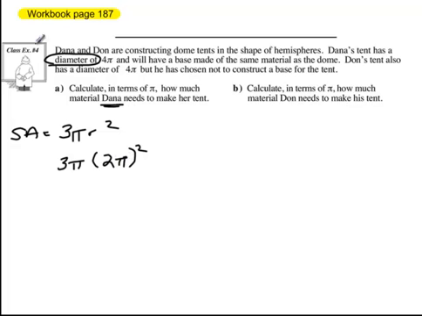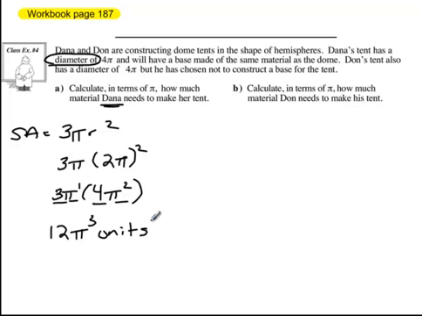Watch what you're doing. So I've got 3 pi, and when I square 2 pi, that's 4 pi squared. And they want us to leave our answer in terms of pi, so they mean don't use decimals. We're just going to multiply the whole numbers there, which makes 12. Multiply the pi's. The first one had an exponent of 1, and that one has an exponent of 2, so 12 pi cubed units squared, because that's surface area.